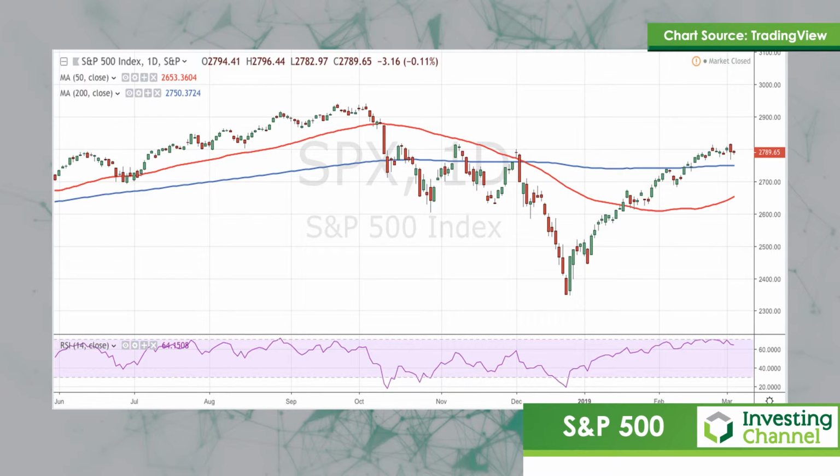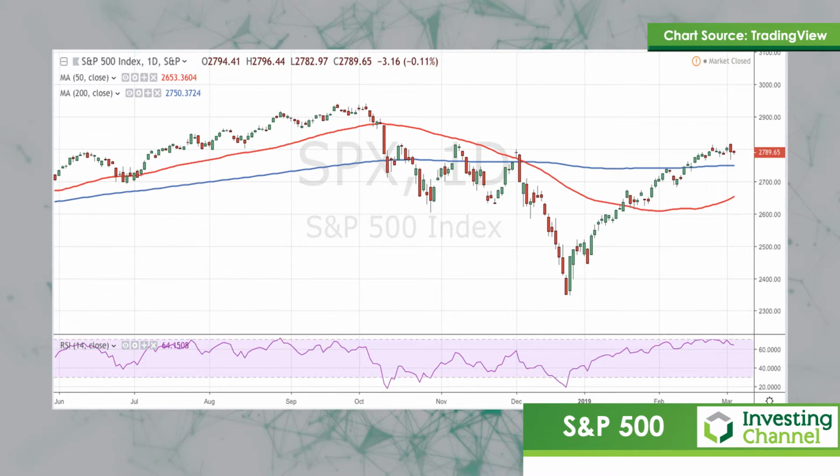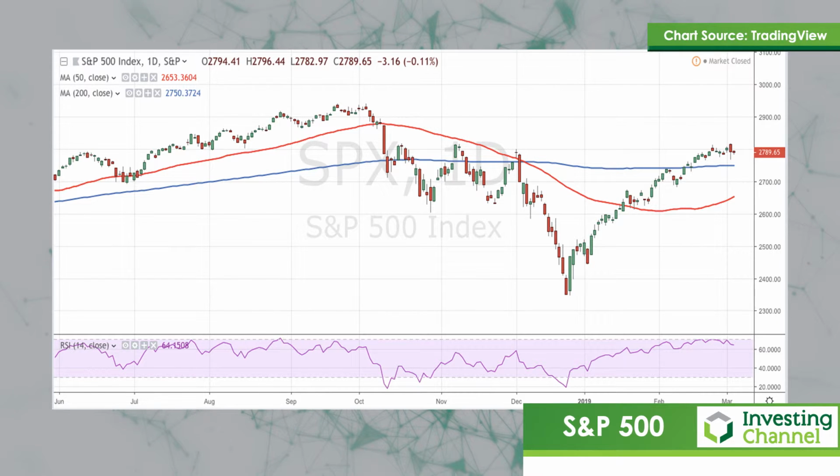Overhead technical resistance on the S&P 500, this 2800 area. This ceiling turned down the rally attempts back in November and December last year. So some people would look at that as some type of triple top formation. So it really is an absolute key chart point.